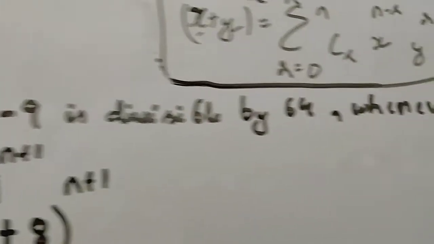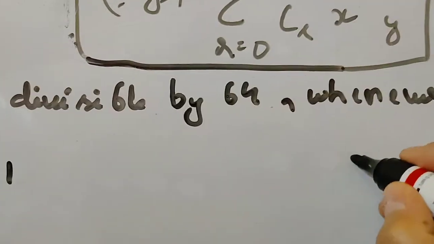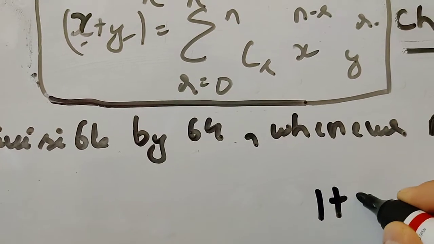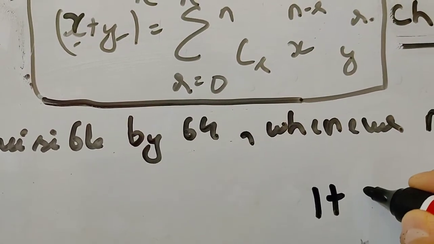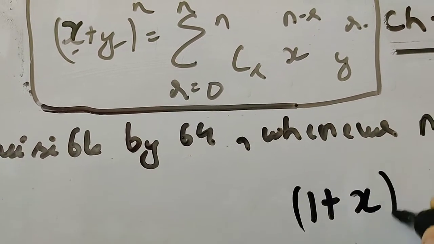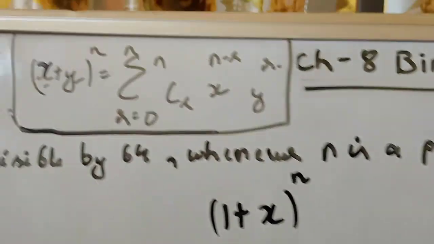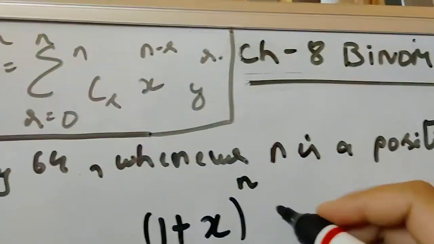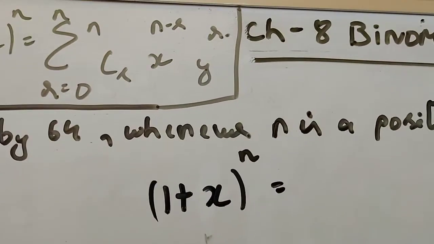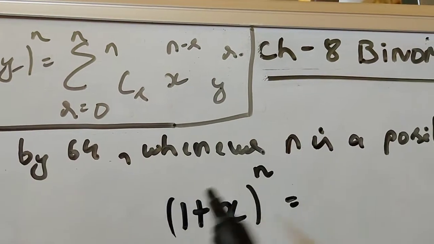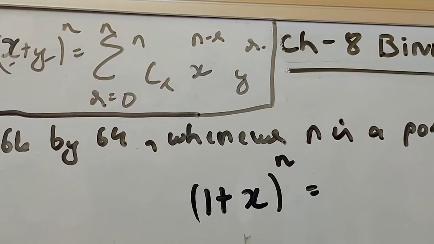Now we know the standard formula: if my x is 1 and my y is x to the power n, then (1 + x) to the power n. The pattern is 1 plus x or y; they are following this pattern, but I am taking it to the power n.